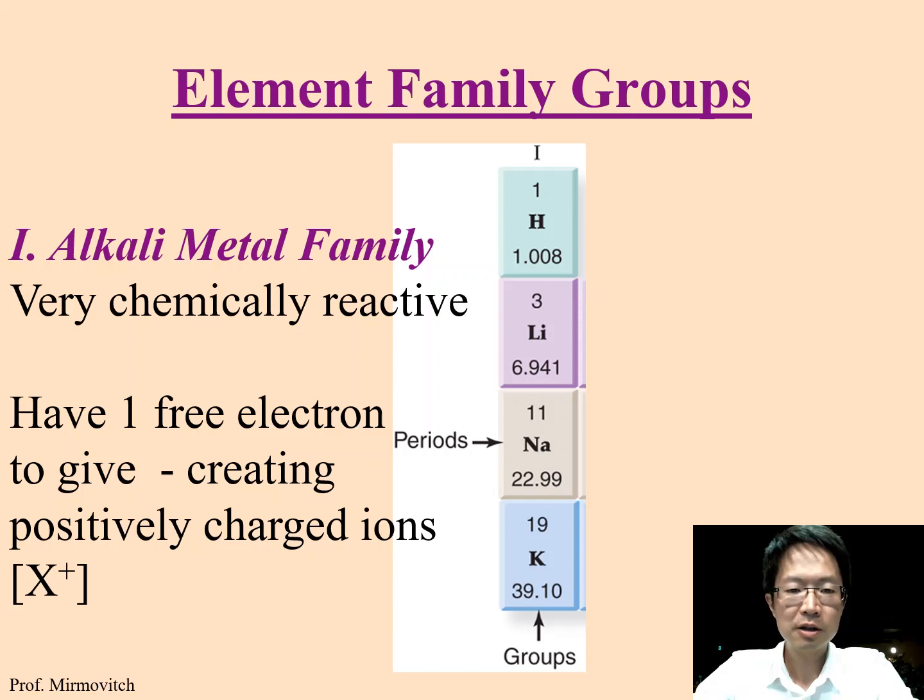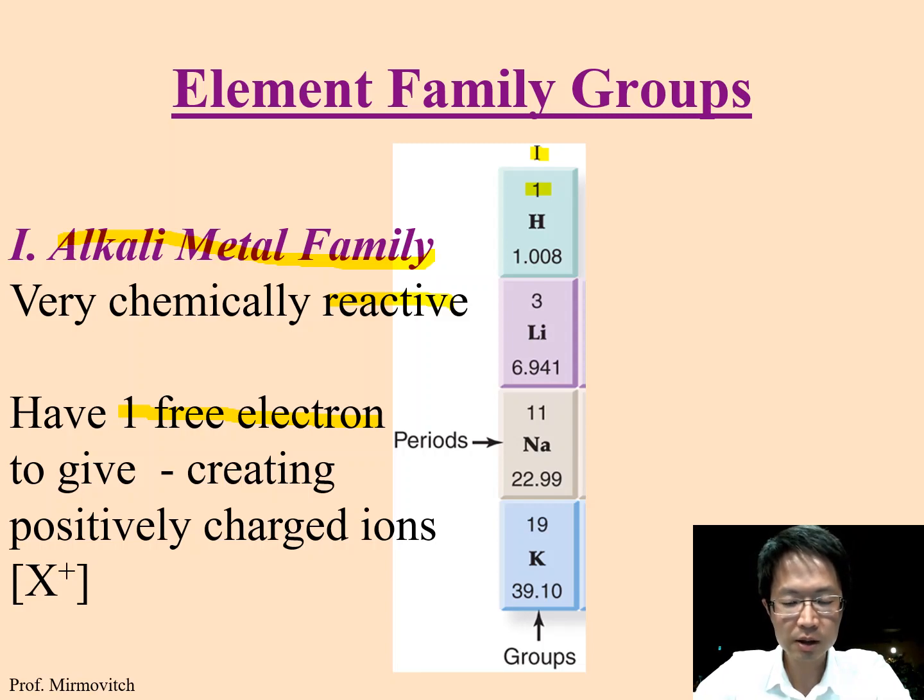So let's briefly take a look at the periodic table. Group 1, we call this the alkali metal family. They are very reactive. Why? Because they have one free electron on the outermost shell. So hydrogen has one free electron on the first electron shell. Lithium has 1 free electron on the second electron shell. So group 1 basically has 1 free electron on the outermost shell.